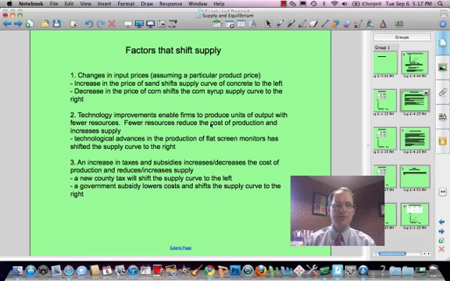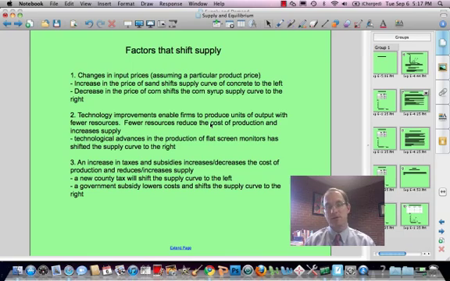Number three, an increase in taxes and subsidies either increases or decreases the cost of production and will move the supply curve one way or the other. So, for example, a new county tax in effect increases the cost of doing business. If my costs go up, I will tend to supply less, so that supply curve is going to shift to the left. Another example, a government subsidy. A subsidy is something that the government gives out either in the form of cash or in reduction of other costs. It lowers my costs and shifts the supply curve to the right.